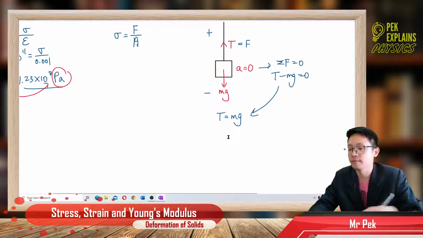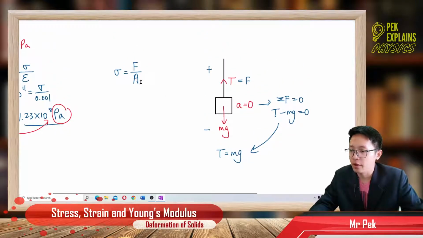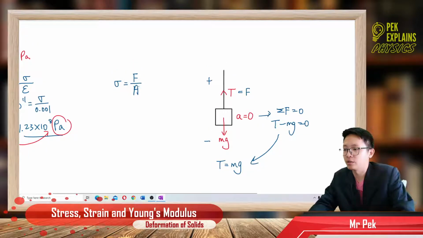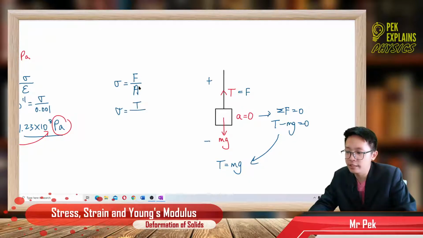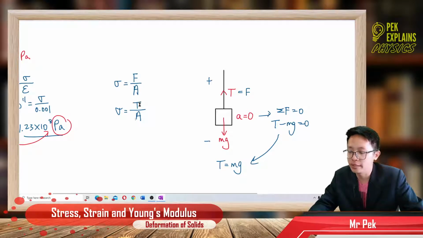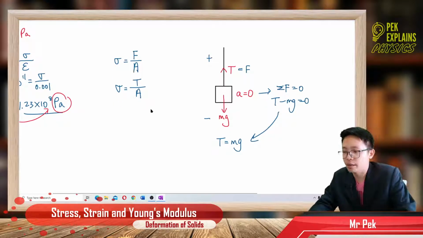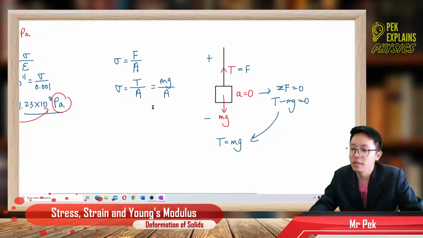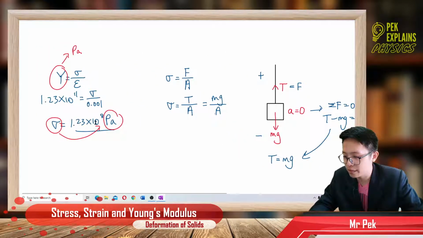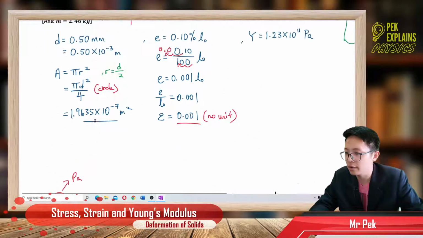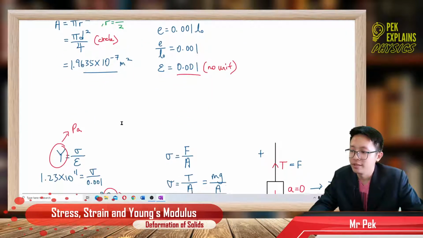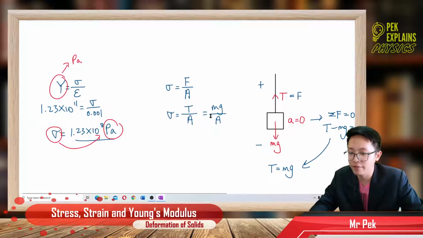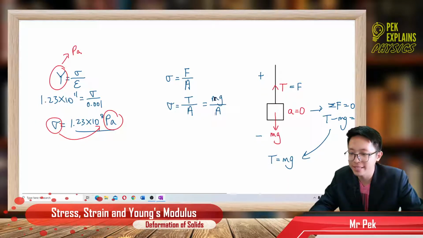First find out the tension. So the force in the wire is the tension, isn't it? So we can substitute: force in the wire is the tension, and tension equal to mg. Tension is mg. So now I have the stress in the wire, and also the cross-section area, which I also got just now. So just plug in all the values, and then I can find the mass hanging.